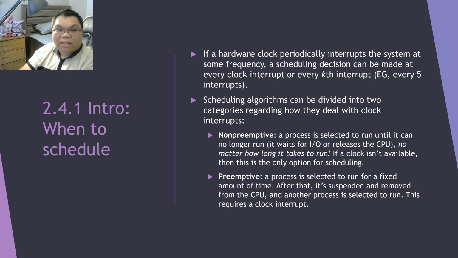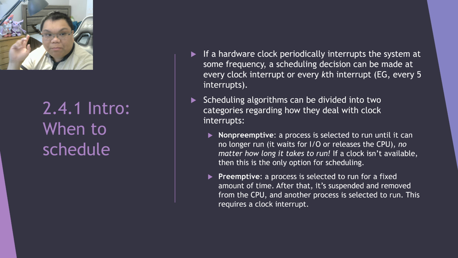In non-preemptive scheduling, a process is allocated to a CPU, and that process will keep running until it can't run anymore. Only then will another process run. And especially if a clock isn't available to signal interrupts, then non-preemptive scheduling might be your only option. With preemptive scheduling, a process is selected to run for some amount of time. After that, it's suspended, it's removed from the CPU, and then another process is selected to run. This requires a clock interrupt.